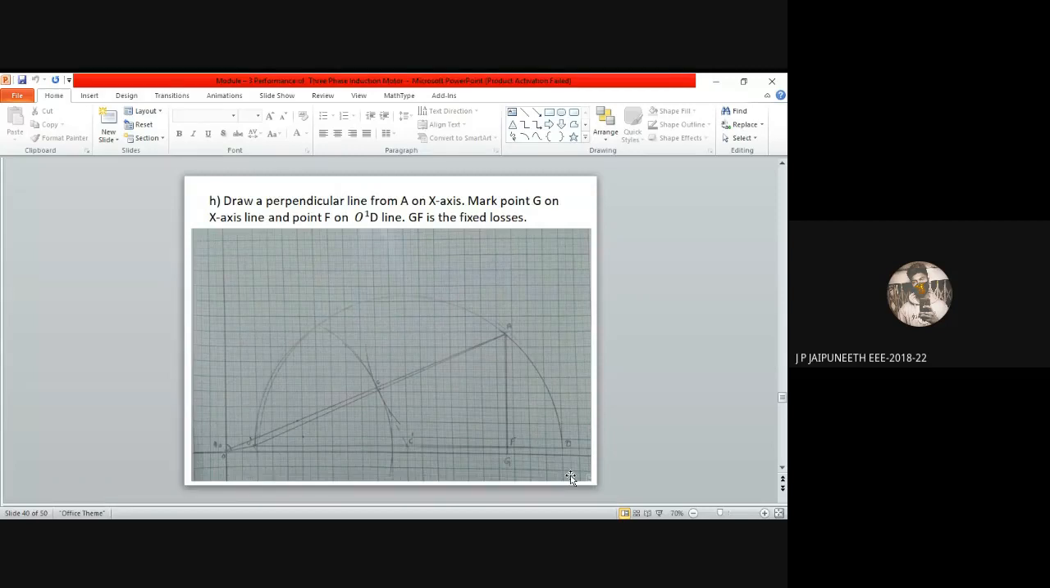Okay, so draw a vertical line from A to the x-axis. Mark the point on the x-axis as G, the horizontal axis point as F, and the end of the circle as D. Whatever gap you get between the x-axis and the horizontal axis will be your fixed losses.